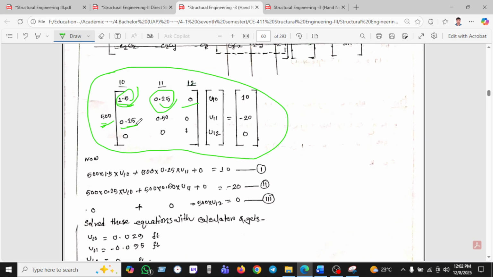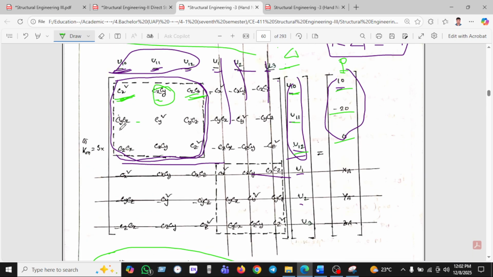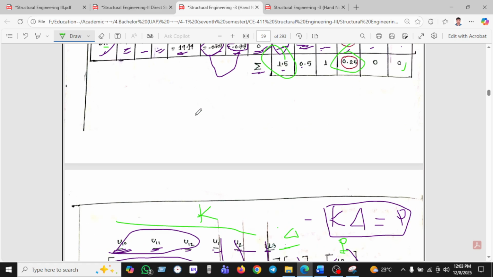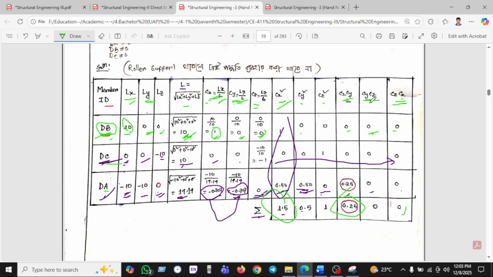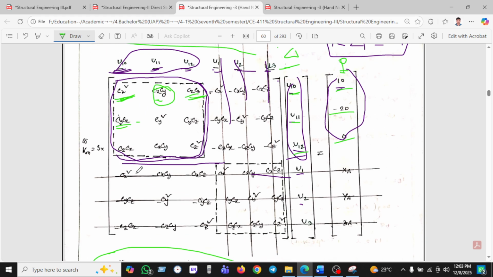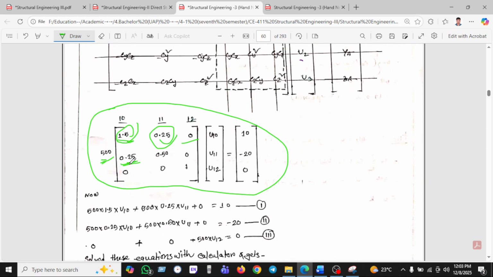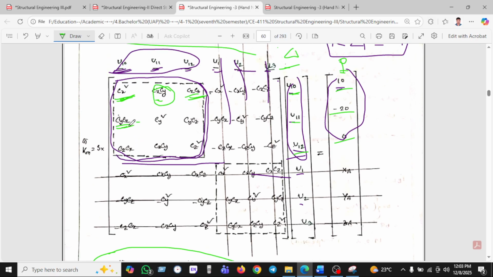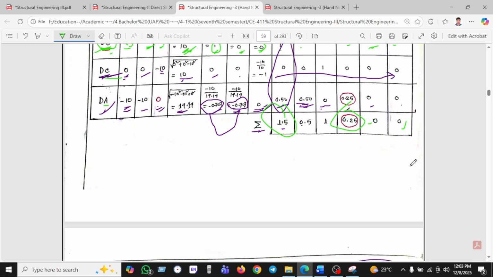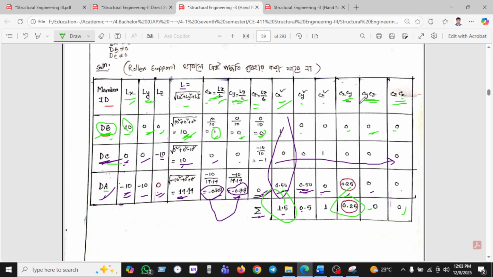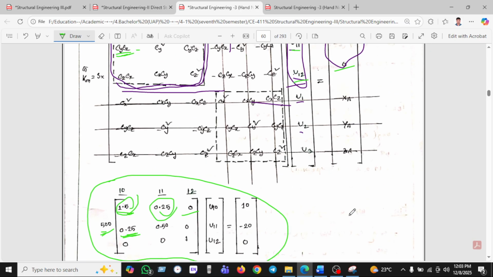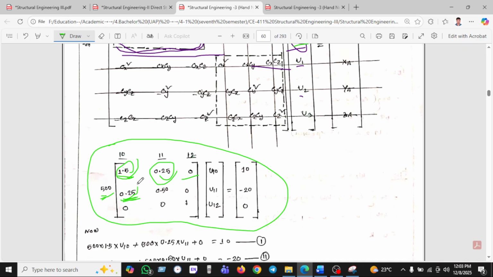And in this way, how will we get this value? This value is cy cz. We know cy cz is also 0. Sorry, it will be cy cx. This value cy cx we found is 0.25, this is the 0.25.